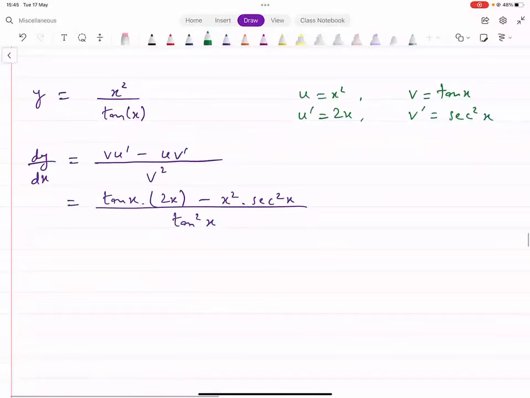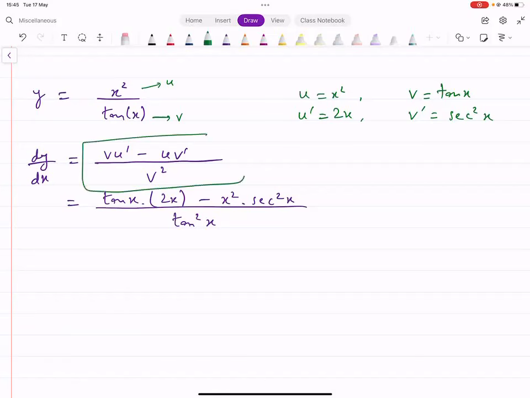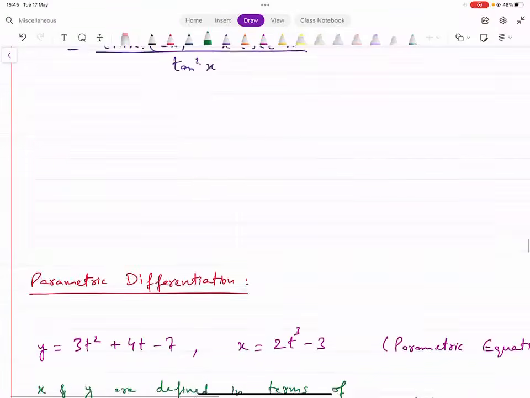Let's take an example. Let's say we got something like this: x square over tan x. You're saying this is u, this is v, u is x square, and v is tan x. U dash आपके पास 2x आ जाएगा, v dash secant square x आ जाएगा. Just input values in the formula and you can find the derivative of that. Okay, so that's how this quotient rule works. Again, you can have a look at this working here. This is how it's going to work.